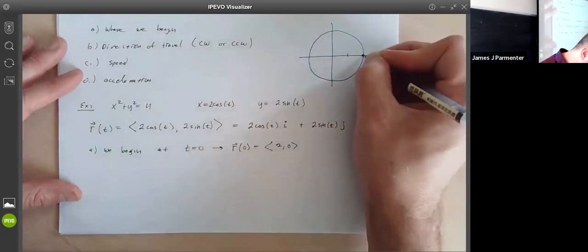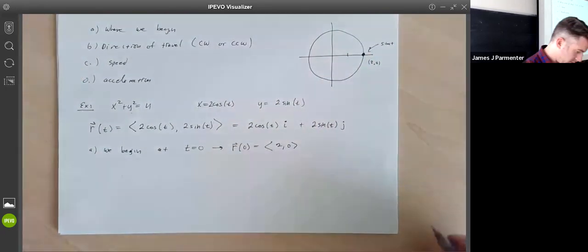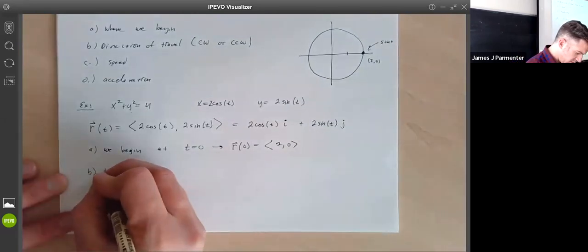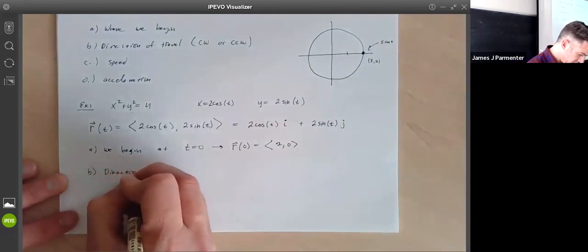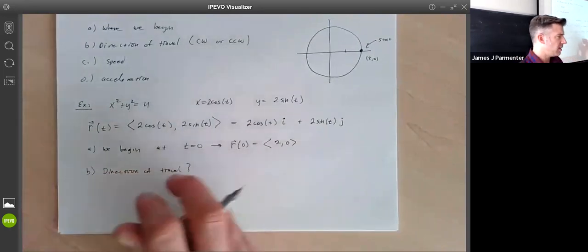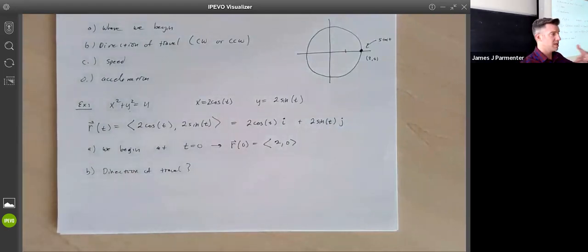And we're beginning here. Okay, so now, what's our direction of travel? Are we going clockwise or counterclockwise? Well, to really tell, I'm just going to plug in another point. I should say, the direction of travel is always under the assumption of as time moves forward. So as time goes on, are we going to travel in the clockwise or the counterclockwise direction?